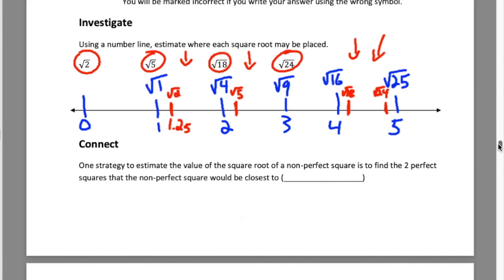Okay? Below that, we have a connect that says one strategy to estimate the value of the square root of a non-perfect square is to find the two perfect squares that the non-perfect square would be closest to or in between, we can think of it. Now that's just using words to talk about what we just did with our number line above.